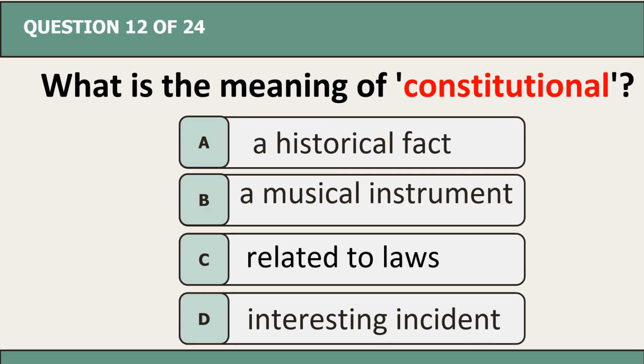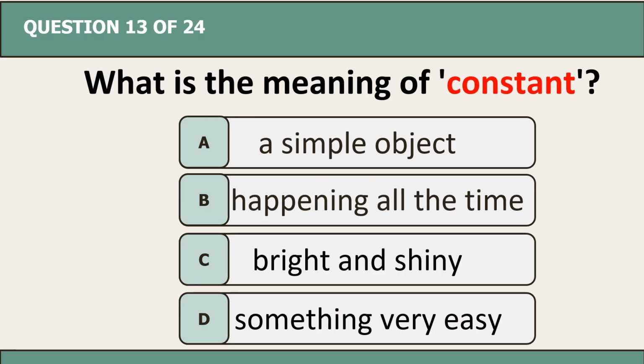Question 12. What is the meaning of constitutional? The correct option is C. Related to laws. Question 13. What is the meaning of constant? The correct option is B. Happening all the time.